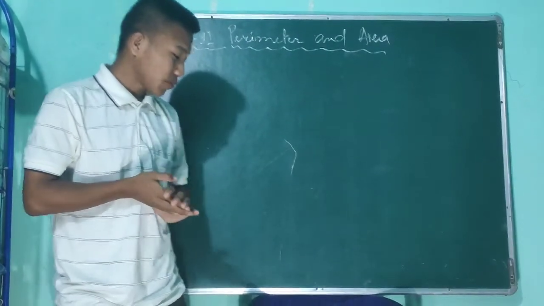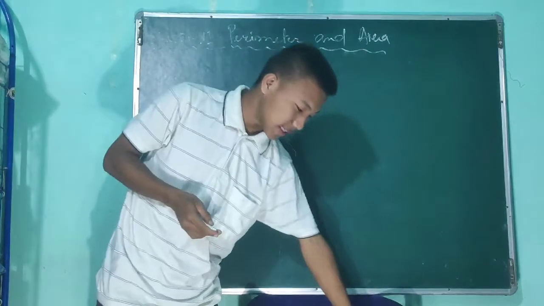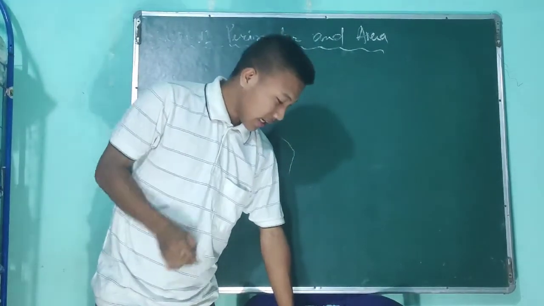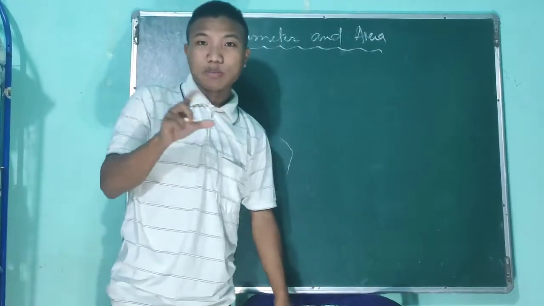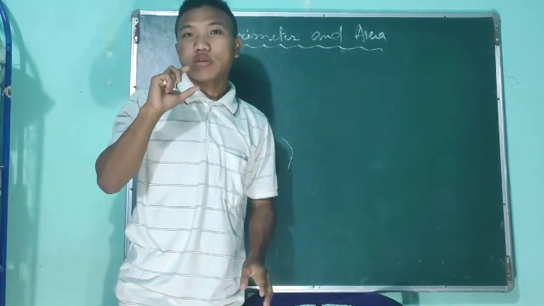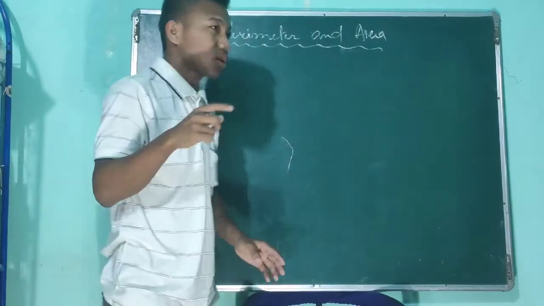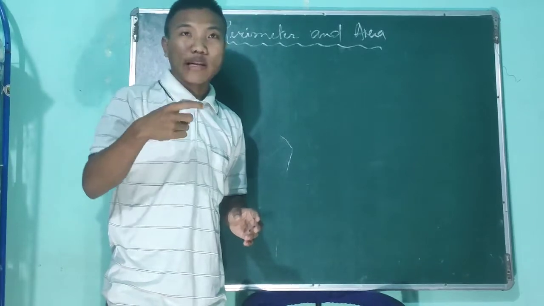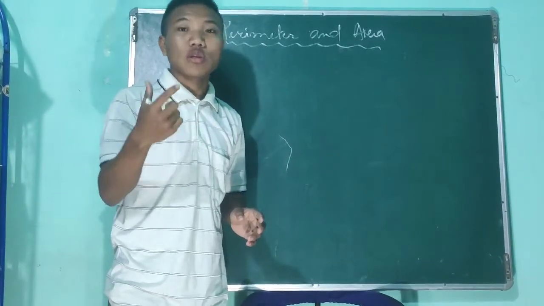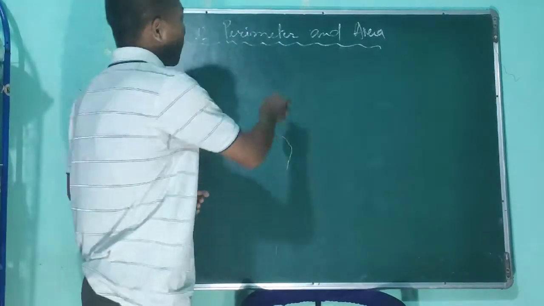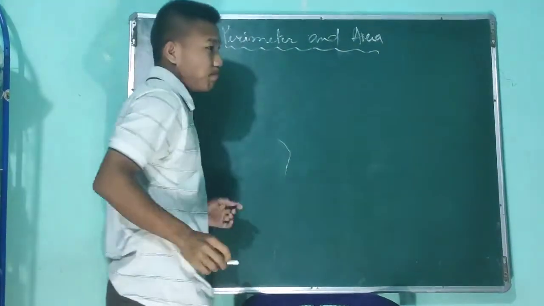Let's start a new chapter, chapter number 11, and the name of the chapter is Perimeter and Area. In this chapter we are going to learn about the perimeter and the areas of several geometric figures such as squares, rectangles, triangles, parallelograms, and also a circle. So first, let us try to know the meaning of perimeter and area.